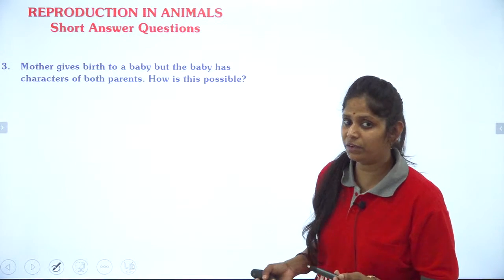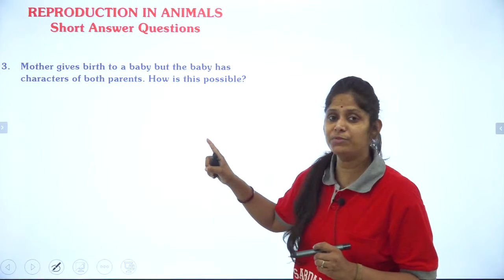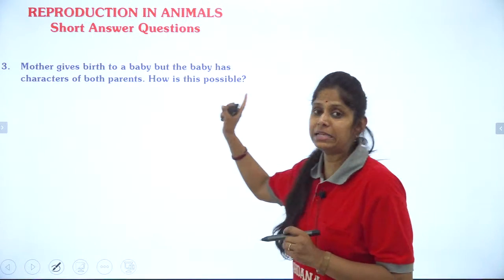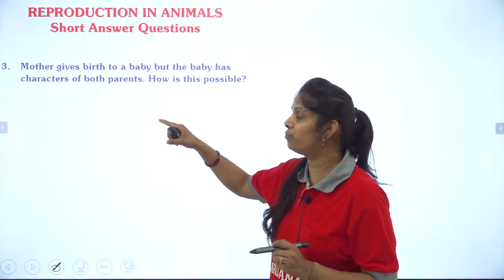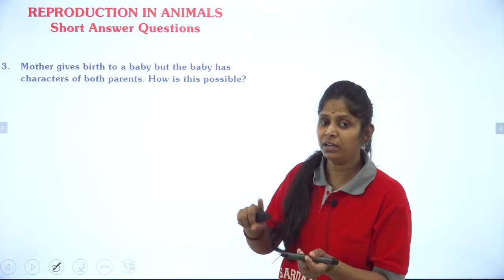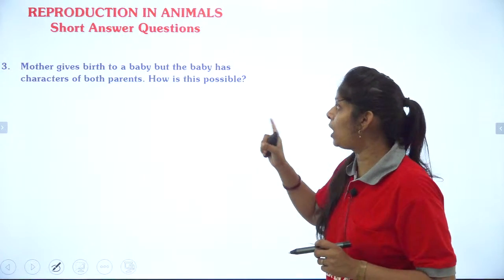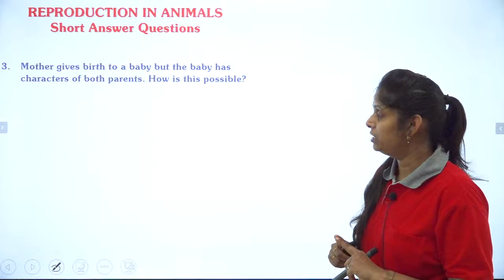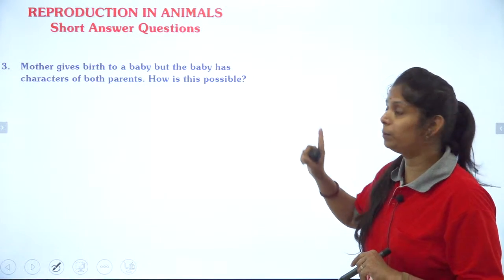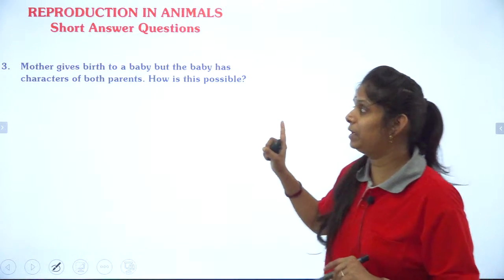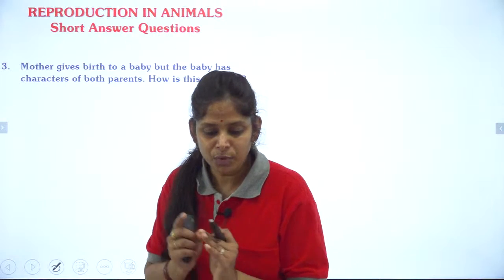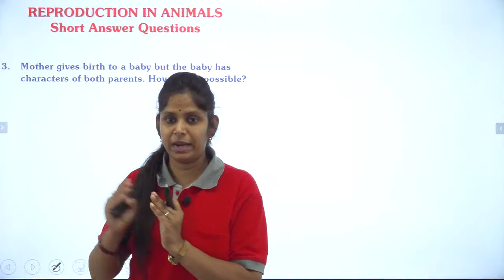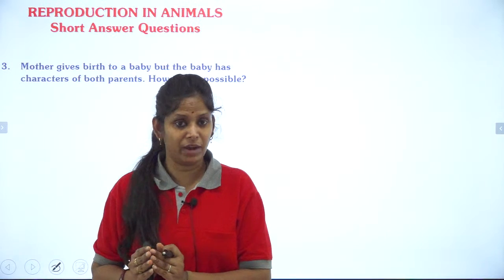You know about this very well now. But mother gives birth to a baby, and the baby has characters of both parents, of father and of mother. How is this possible? Mother gives birth to a baby, but the baby has characters of both parents. Why?